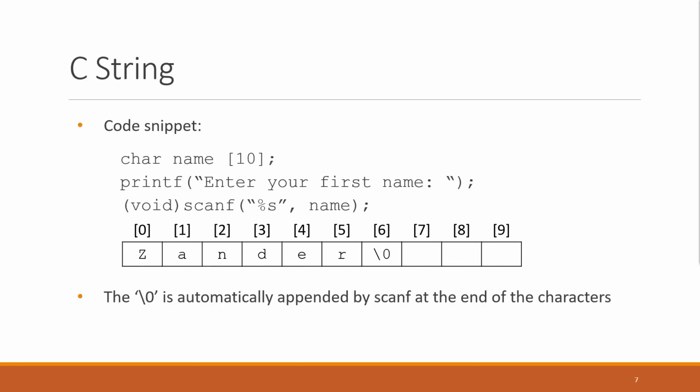When the user enters their first name and hits the enter key, scanf automatically appends a null character \0 at the end of the characters stored in the name array. This null character marks the end of the string, making name a valid C string. So, after the user enters their first name, the name array contains the characters of the entered name followed by a null character \0, effectively making it a C string.